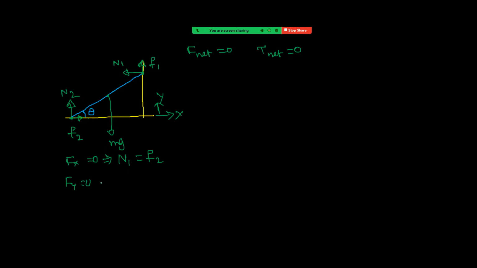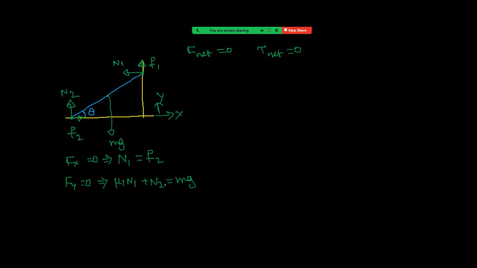Fy equal to 0, that implies along vertical, we can see F1. Since it is about to slip, in the place of F1 we can write mu1 N1, limiting friction. F1 plus N2 should balance mg, right? Let me cross check. F1 upwards, mg downwards, N2 upwards. So it is mg.